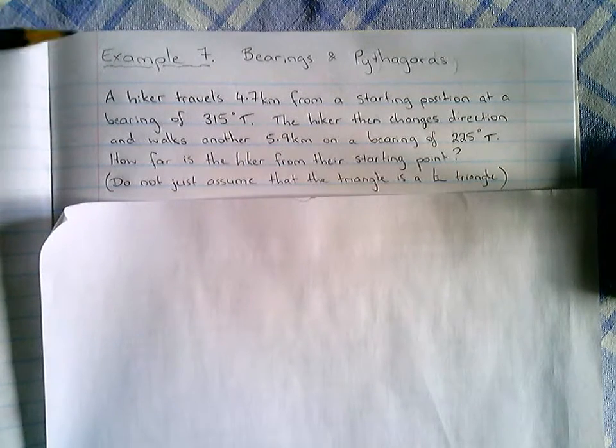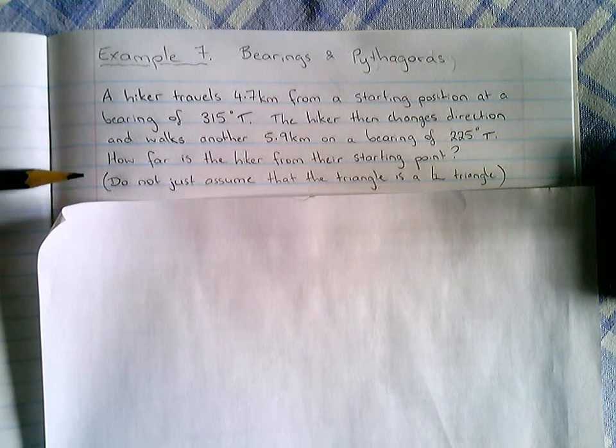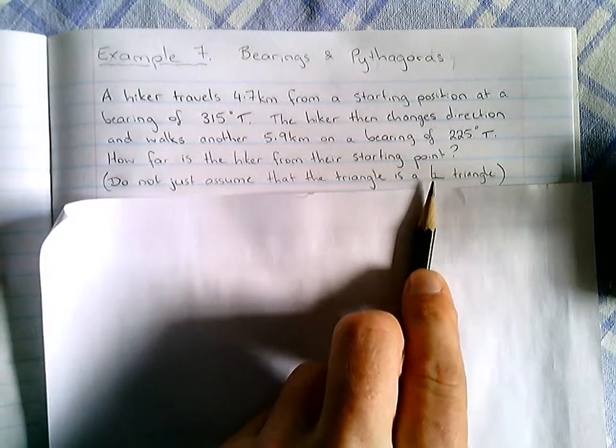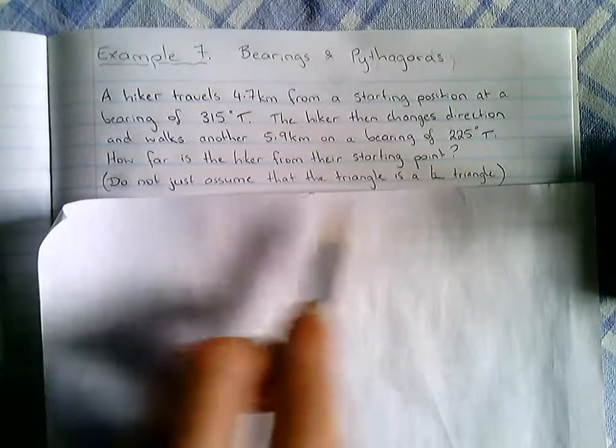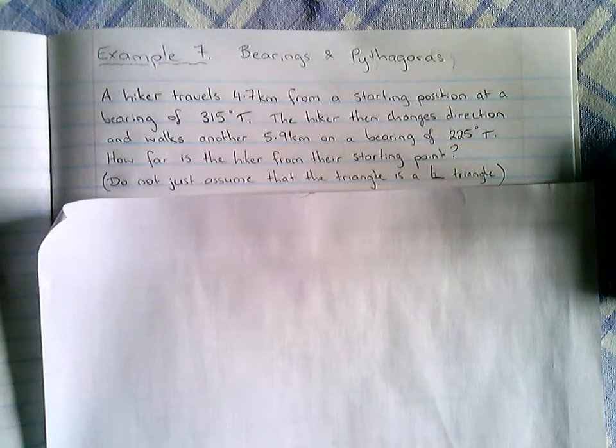The question reads: a hiker travels 4.7 kilometers from a starting position at a bearing of 315 degrees true. The hiker then changes direction and walks another 5.9 kilometers on a bearing of 225 degrees true. How far is the hiker from their starting point? Do not just assume that the triangle is a right-angled triangle. That's what this symbol is. It is suggesting a right angle. Now we can't just assume it's a right angle as this suggests. We have to show that there is a right angled triangle.